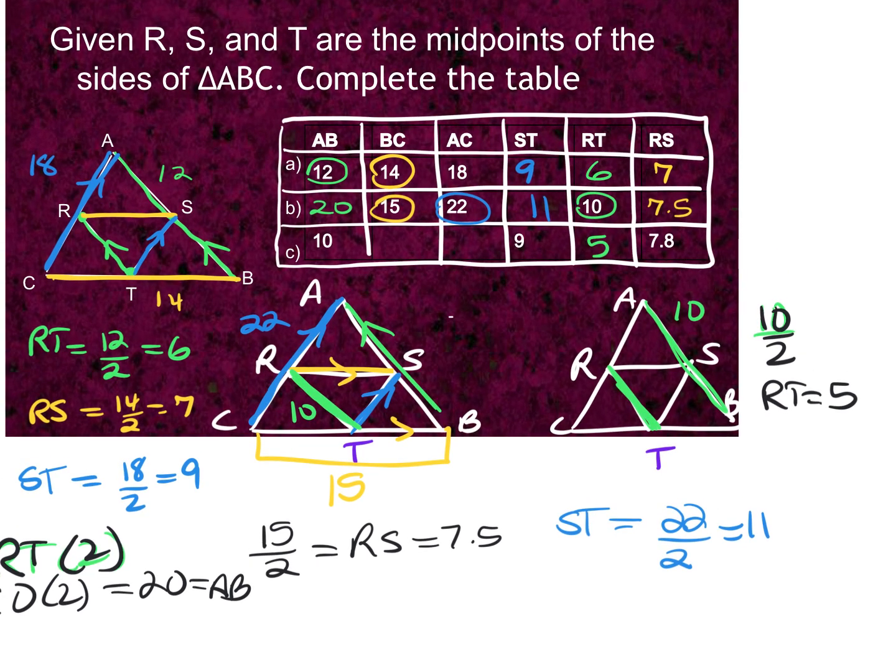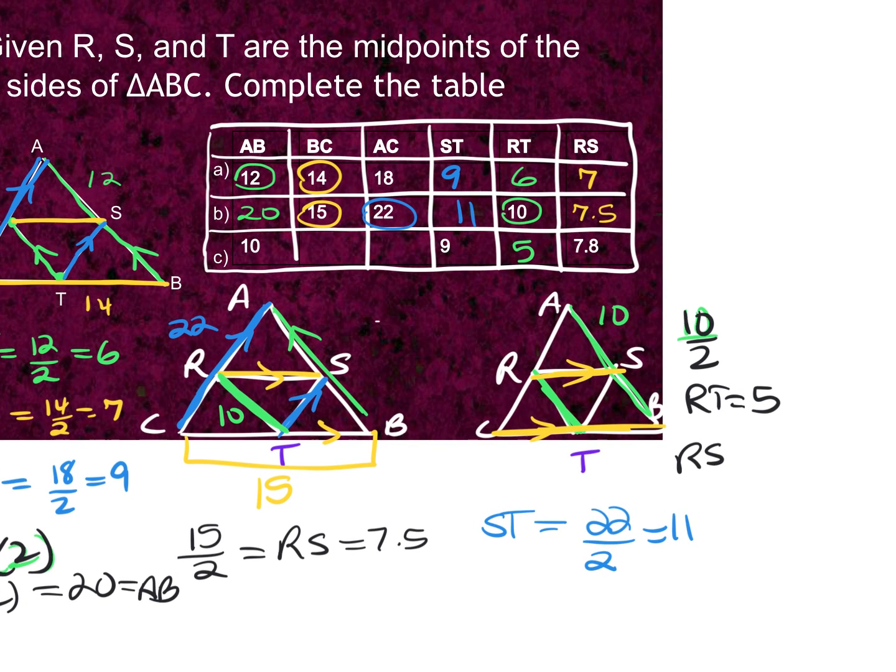Okay. Then BC, that's the side of the triangle. So for BC, it's this, and it's parallel to RS. So for RS, they gave me 7.8. So to get that to be BC, I'm going to times it by 2, and I get 15.6.